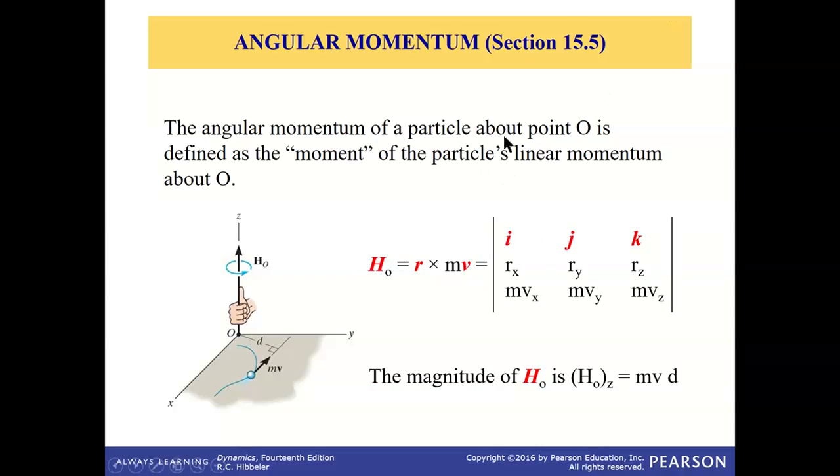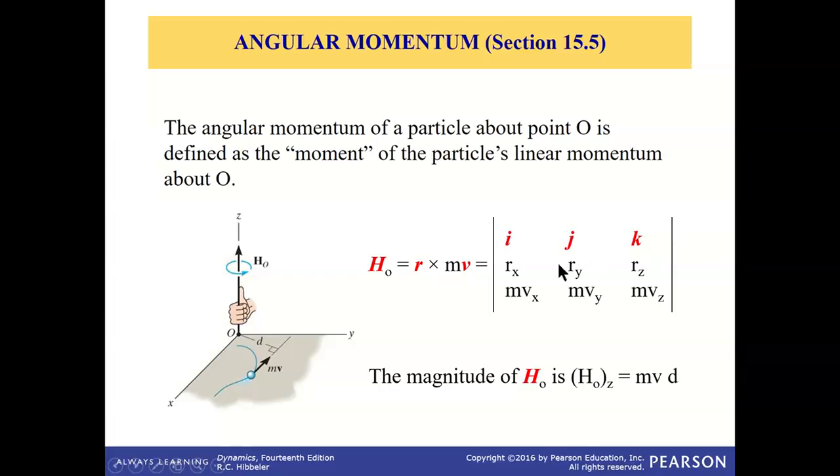So the angular momentum of a particle about point O is defined as the moment of the particle's linear momentum about point O. You can see in this example that particle goes through this curved path in xy plane. At the given instant, linear momentum of the particle is mv, and the position vector from O to the particle is given by r. Then angular momentum of the particle about point O can be calculated using r cross mv, where r is a vector, mass is scalar, and velocity is vector, so is the angular momentum. So we use letter H for angular momentum, and O indicates angular momentum about point O.